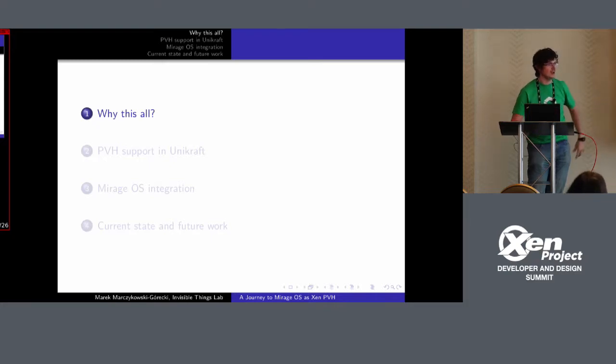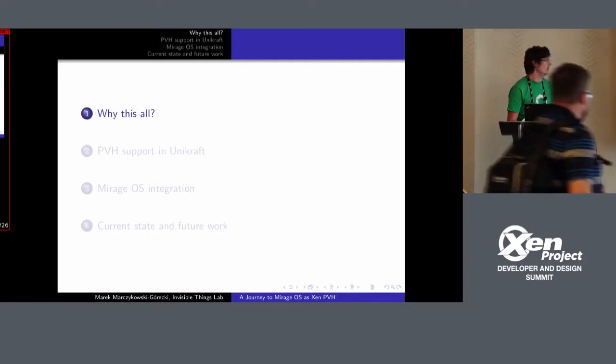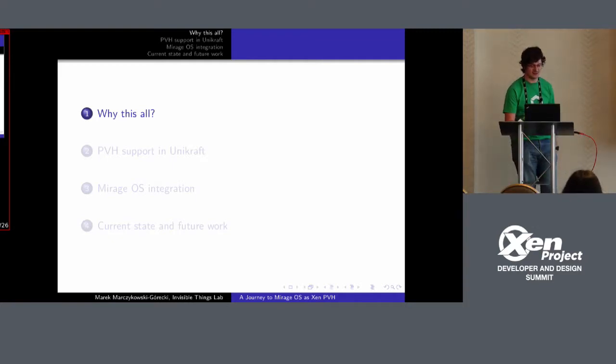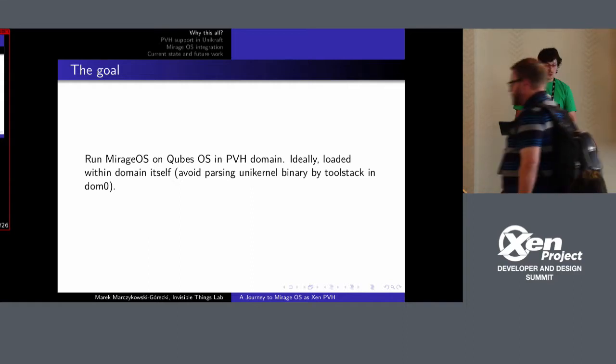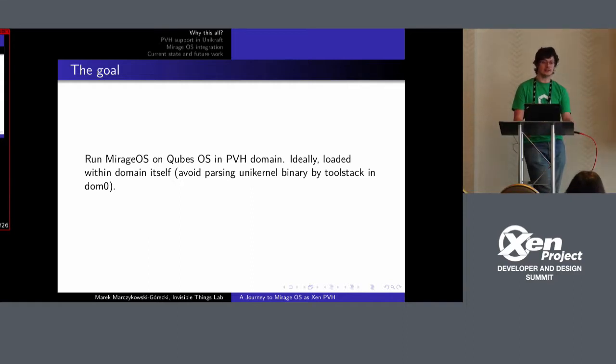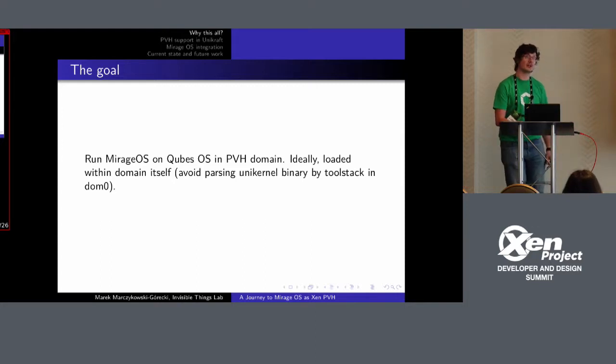Then the Mirage OS specific part of this, and then what is in practice the current state as of today, and what's left to do. So the goal is to run Mirage OS in Qubes, in a PVH domain, because in Qubes we want to get rid of PV completely.